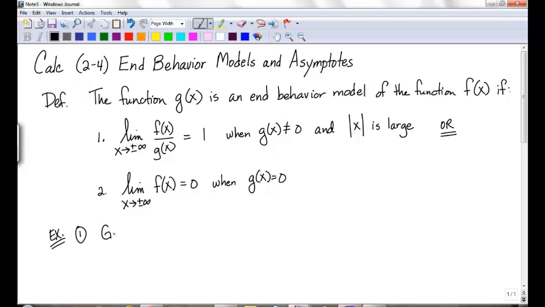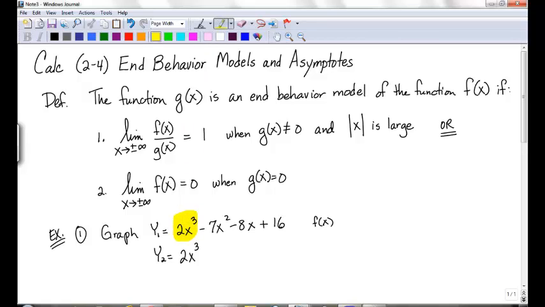Let's say I ask you to graph in y sub 1: 2x to the third minus 7x squared minus 8x plus 16. This is our f of x. In y sub 2, I want you to graph the largest term that's in f of x. So we're going to graph 2x cubed, and that's like our g of x.